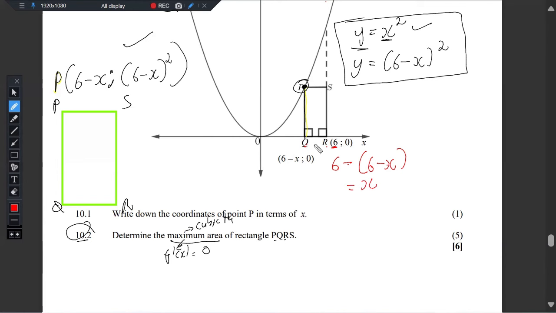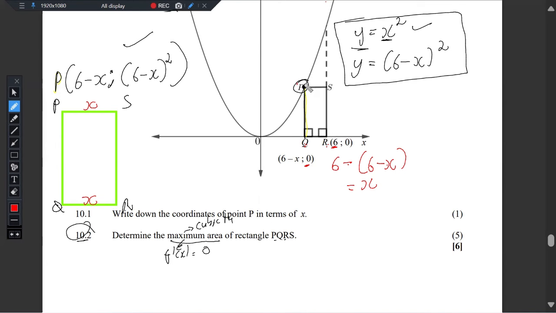So the distance from Q to R is x, which obviously, because this is a rectangle, is also x here, right? But if we consider this, remember the y coordinate of Q is 0. But then what is the y coordinate of P there? It's 6 minus x, and then all squared.